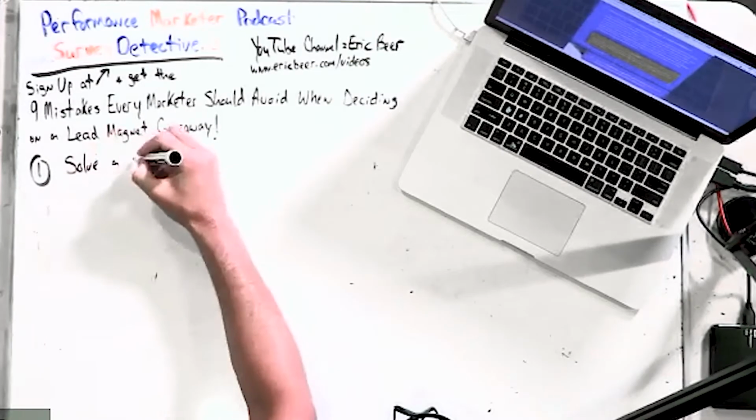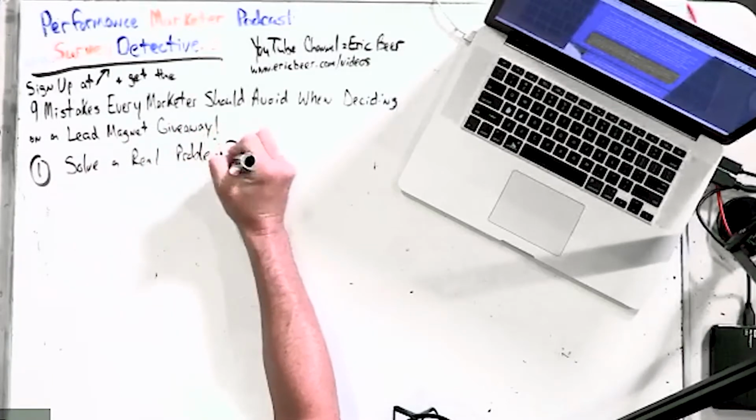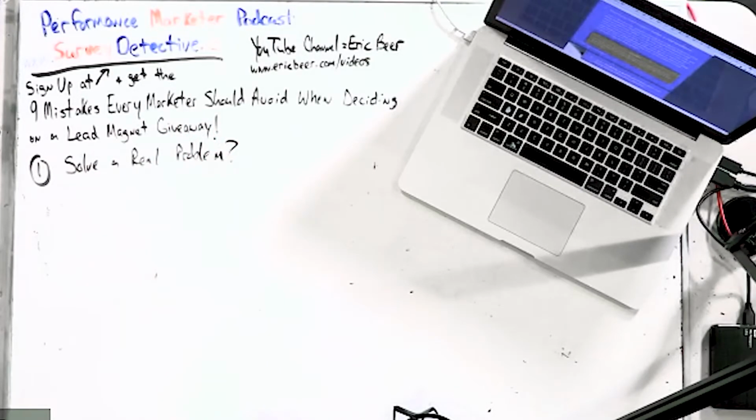So I'm going to dive in here because these are things that I see people doing that you want to avoid when you're sitting and thinking about the things that you want to give away to your audience. So number 1 is you want to ask yourself, does my lead magnet solve a real problem?